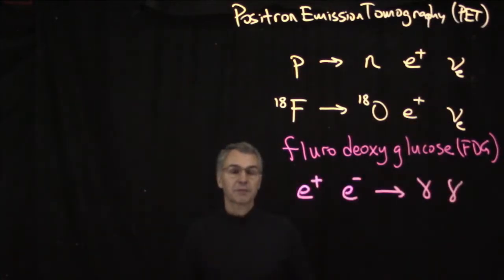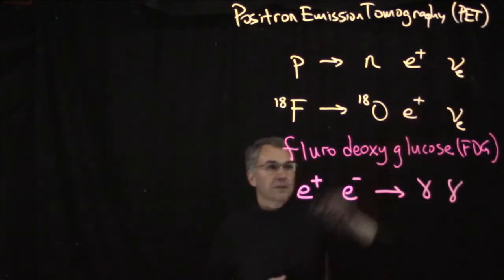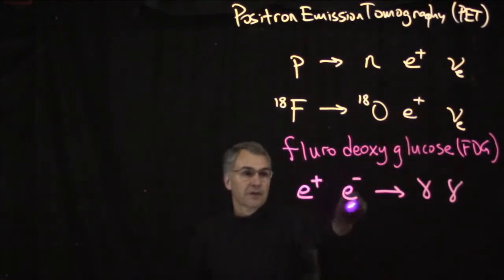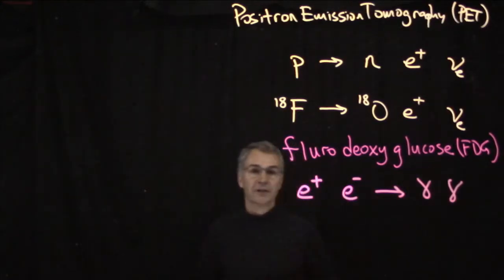After traveling about a millimeter, this positron annihilates with an electron in tissue. Your body, of course, is matter, whereas a positron is antimatter. The result of this annihilation is two back-to-back photons.